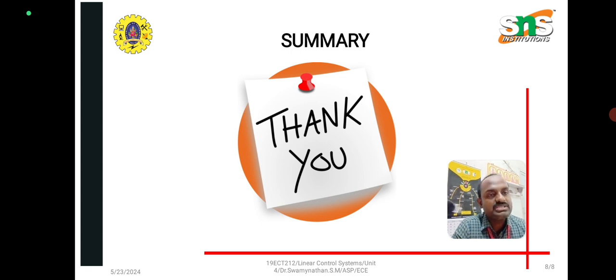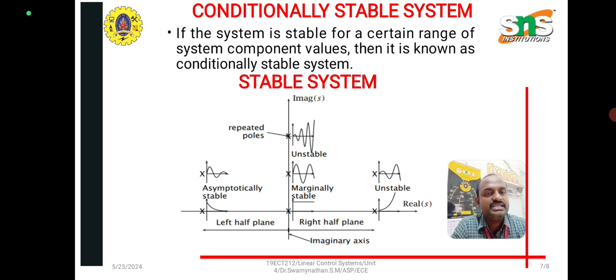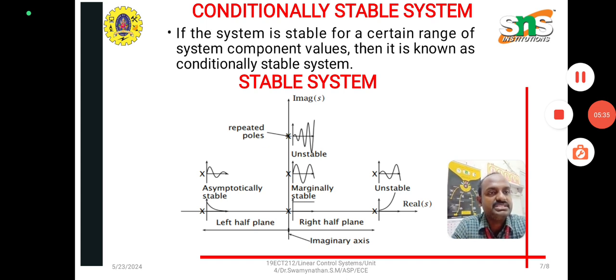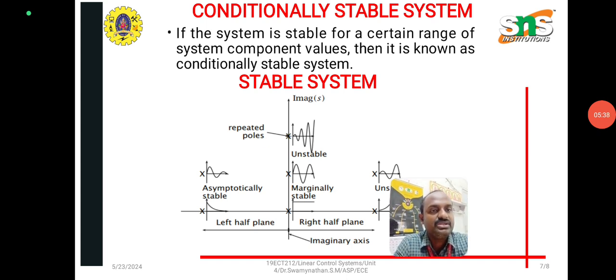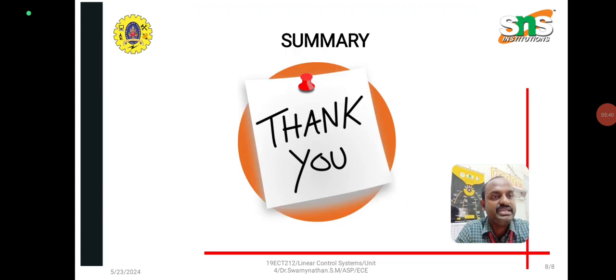If the poles are placed in the left hand side of the S plane, it is called stable, and the right hand side of the S plane is called unstable. This is the stable system. Next, marginally stable. Next, conditionally stable, which means a certain condition, a certain range. This is the summary of today's session, stability of the system.